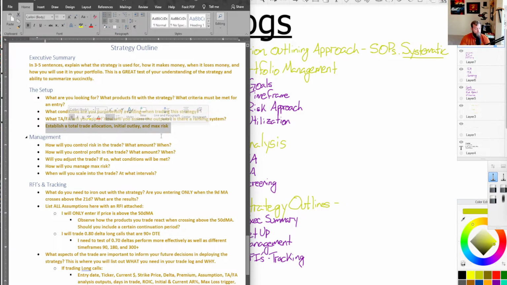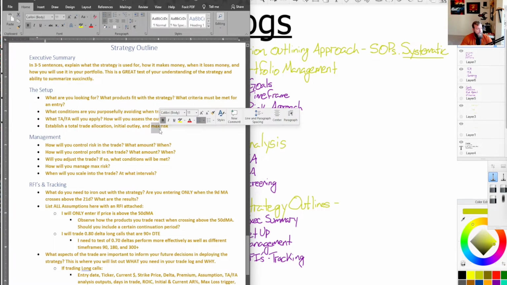And then you'll notice an important note here that I have max risk outlined. You're going to talk about risk a couple times in your trading plan, or I'm sorry, in your strategy outlines. And that's because risk is really important. But for max risk, I like to outline in the setup what is the absolute max risk that I will allow for that individual trade.